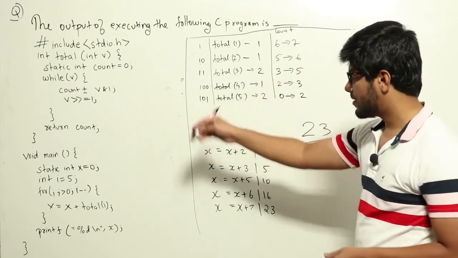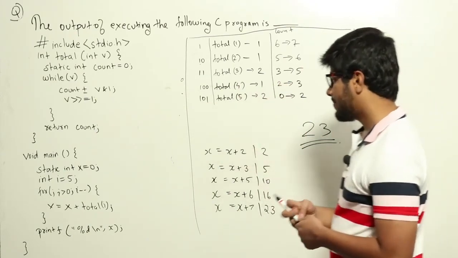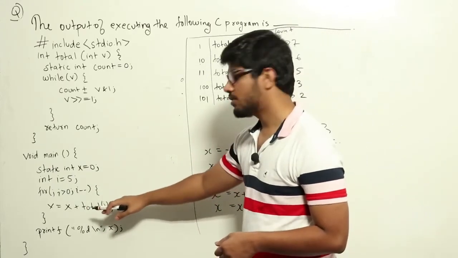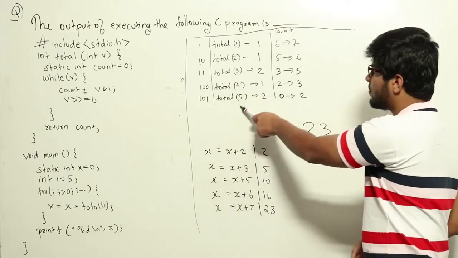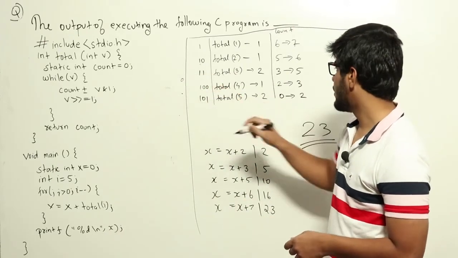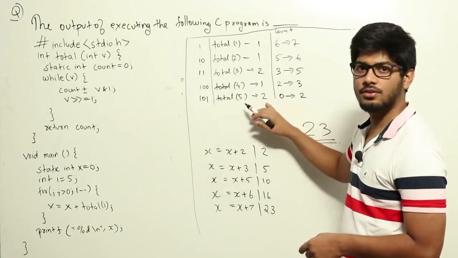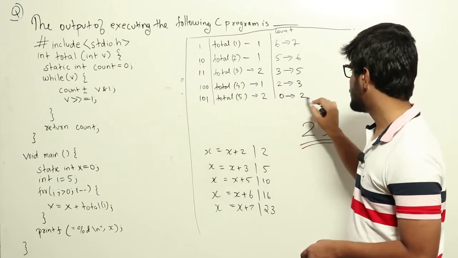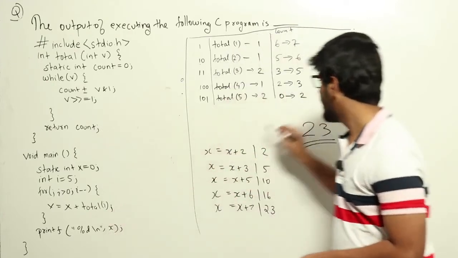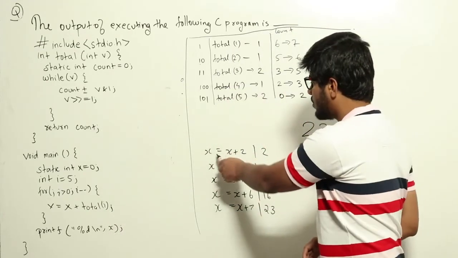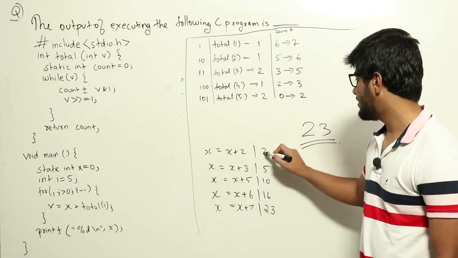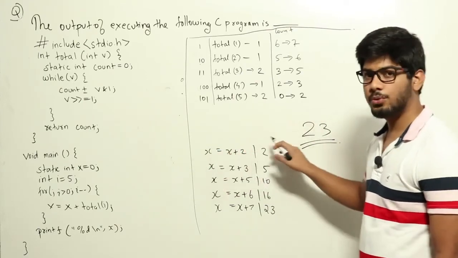Now let us look at the program execution. Initially x is 0 and we are doing x plus total of 5. Total of 5 will add 2 to count, and initially count is 0. When we add it, count becomes 2, and at the end it is returning count. So total of 5 here will return 2. So effectively this operation becomes x equals x plus 2, and then x will become 2 now.